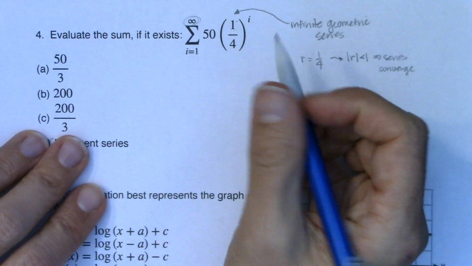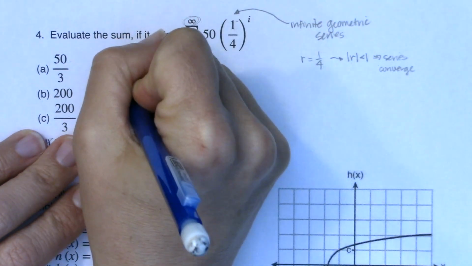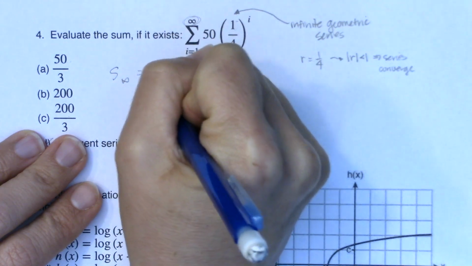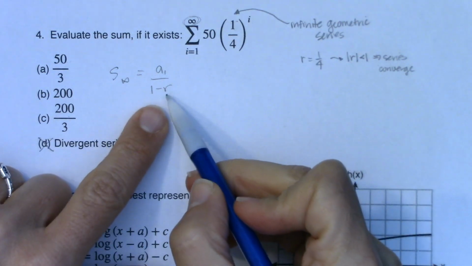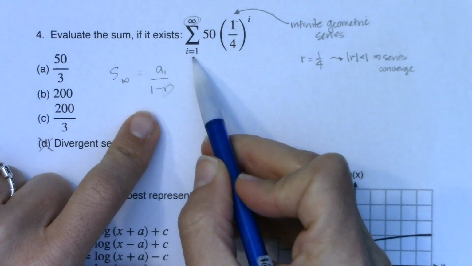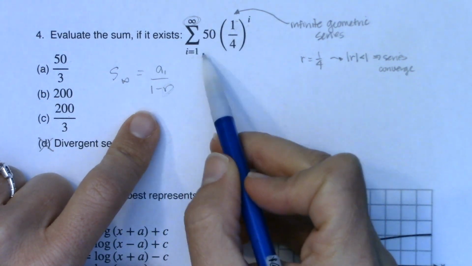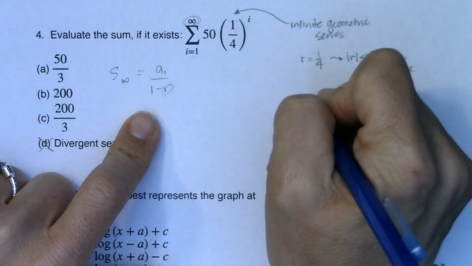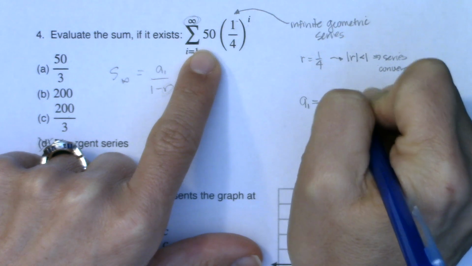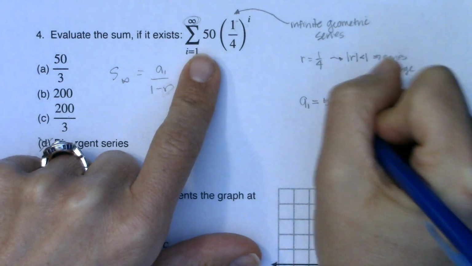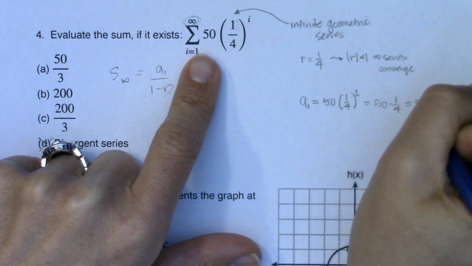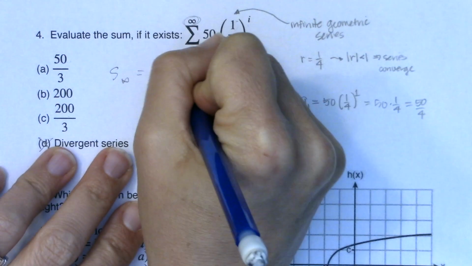So whenever you have an infinite geometric series, we know that the sum is always a sub 1 in ratio to 1 minus R. And we know our R value. I'm about to put 1/4 here. All right, and if I want a sub 1, all that means is find the first term in this series. So if I'm starting at 1, let's go crunch some numbers. A sub 1 in this case would be 50 times 1/4 to the first power. Okay, well that's 50 times 1/4, which is 50/4. Great. So let's go sub this in.